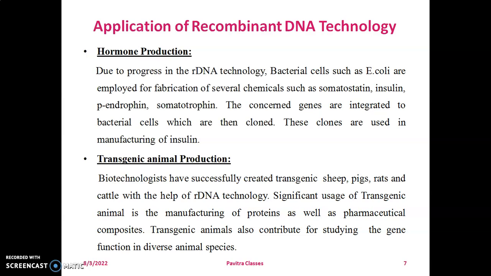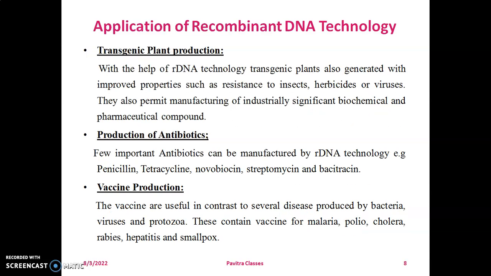The second one is transgenic animal production. Biotechnologists have successfully created transgenic sheep, pigs, cattle and rats with the help of the recombinant DNA technology. Transgenic animals are significantly used in the manufacturing of proteins as well as some pharmaceutical compounds, which also contributes to the function of some animal species. Gene studies can be done with transgenic animal production also.